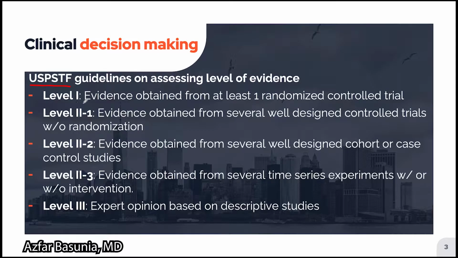So here we have level 1, where evidence is obtained from at least one randomized controlled trial. Level 2.1 is where evidence is obtained from several well-designed controlled trials without randomization. Level 2.2, the evidence is coming from several well-designed cohort or case control studies. Level 2.3, where the evidence is coming from several time series experiments with or without intervention. Time series studies are studies looking into trends. And finally, level 3, where we have expert opinion based on descriptive studies. And remember that descriptive studies cannot be used to establish causality.